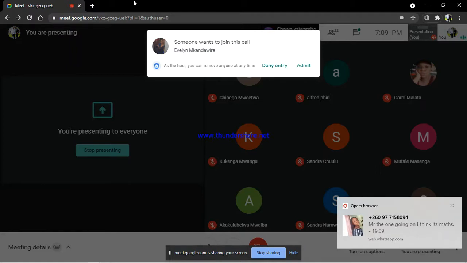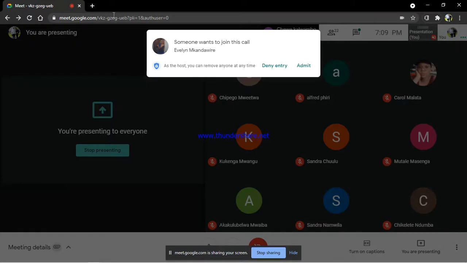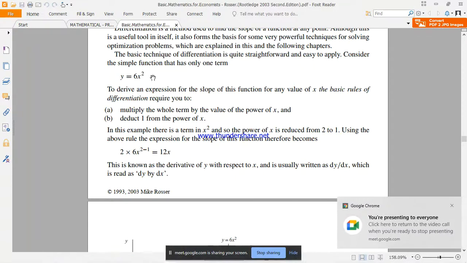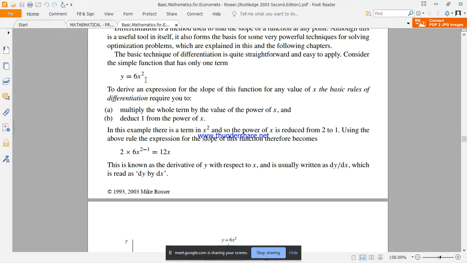So that is how we find the slope of a given function. We just multiply the exponent by the coefficient, then you keep the variable, and then you reduce the exponent by 1.